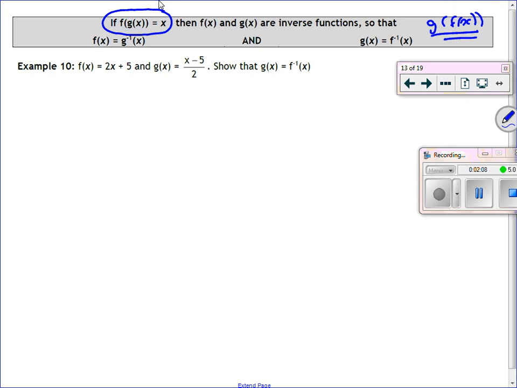So like I said, to prove that one function is the inverse of another, all I need to do is compose the two functions together, i.e. find f of g of x. You could find g of f of x, it would give you the same result. I've just chosen to find f of g of x. So let's do that then. So let's take g of x and substitute it into f of x.